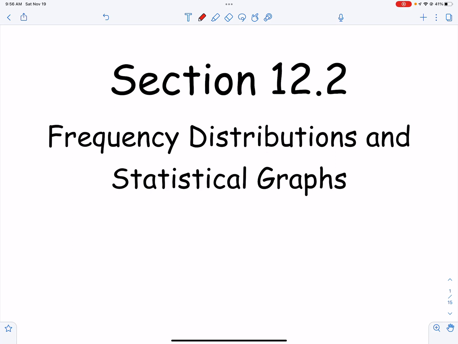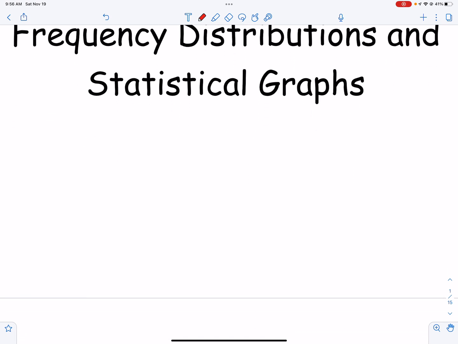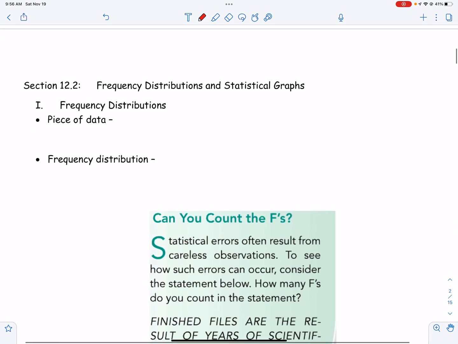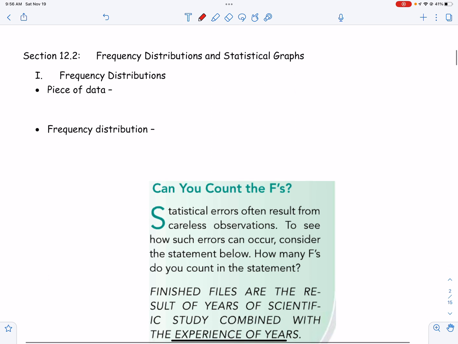All right, this is Math 103, 12.2, Frequency Distributions and Statistical Graphs. So we're going to start by doing a few definitions on what a frequency distribution and a statistical piece of data is, and then we're going to look at this little problem. I always give this to my students in class, and it's kind of fun to look at.